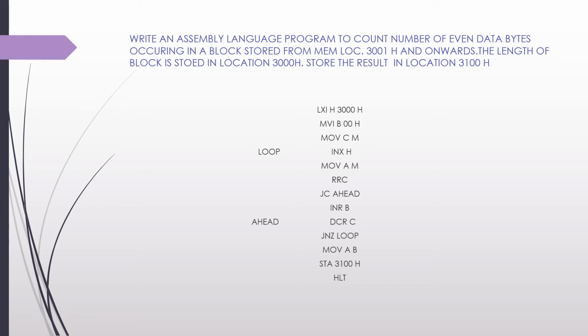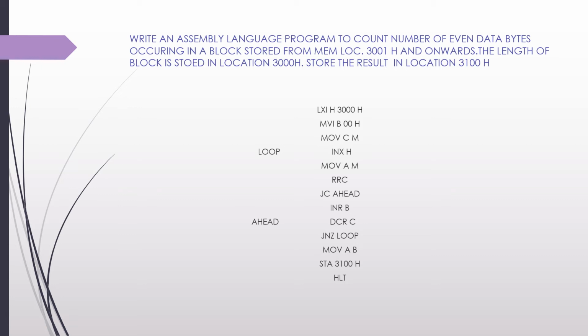Rotate and check. First instruction, LXI H 3000. Point to the first memory location. Take B with 00. Whatever is there in memory, take it to C register. Go to the next memory location. Take that data into accumulator and rotate it once to the right. If you rotate it left, it is not going to give you the result, because it is the last bit which we need to take out. If it is 1, you say it is odd. If it is 0, you say it is even.